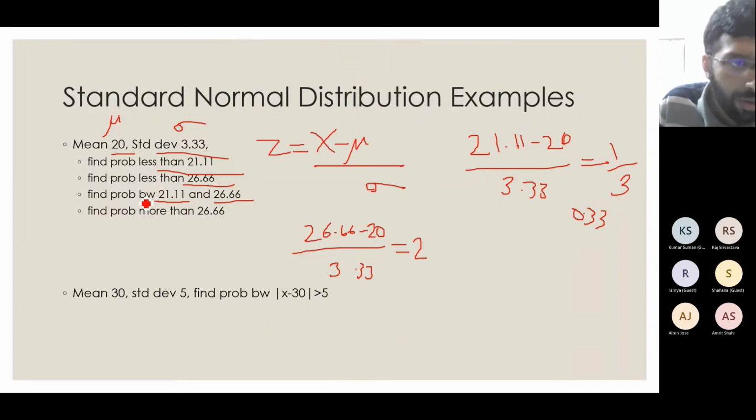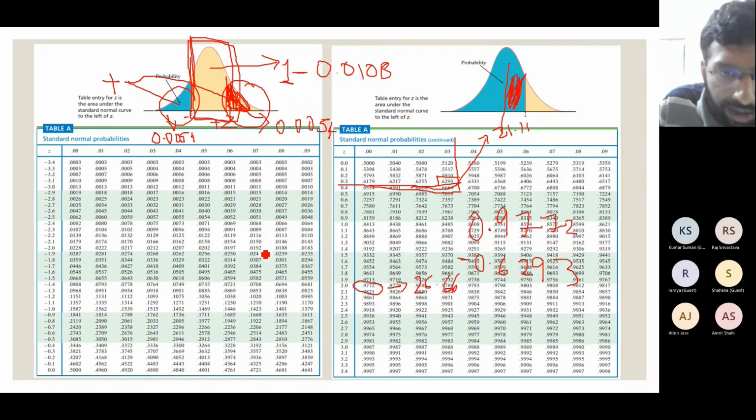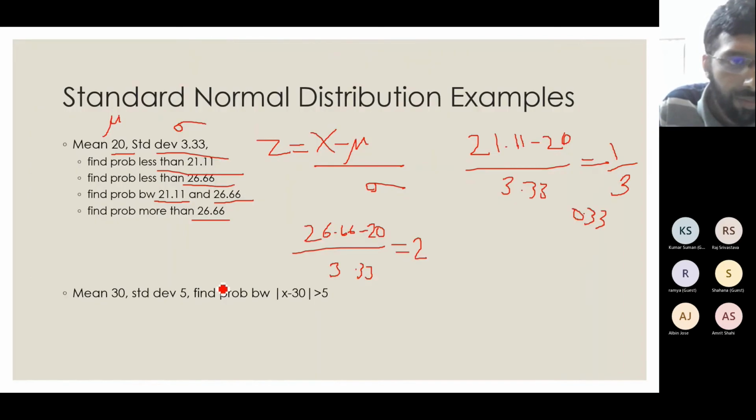Now similarly, if I want to find the probability of more than 26.66, that is 1 minus 0.9772, which gives me the probability corresponding to this right tail, as asked in this question. All these four things that we considered are single tail. Now what will a double tail, the two-tailed case, look like?